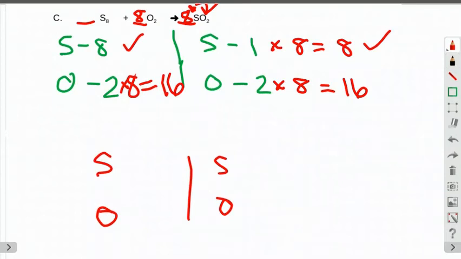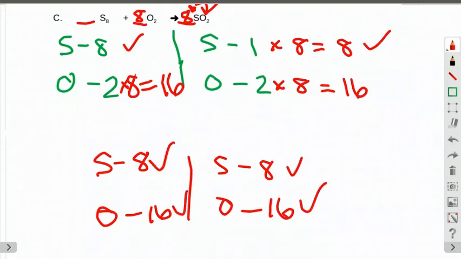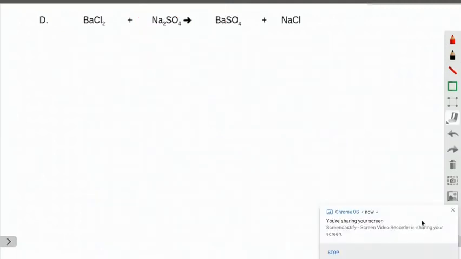So if we want to check the answers, we will take a look on the left reactant side right now. We have 8 sulfurs. We have 8 times 2, which is 16 oxygens. On the right side, we have 8 sulfurs. And then 8 times 2, we have 16 oxygens. Everything is equal, and our law of conservation of mass is obtained and satisfied.